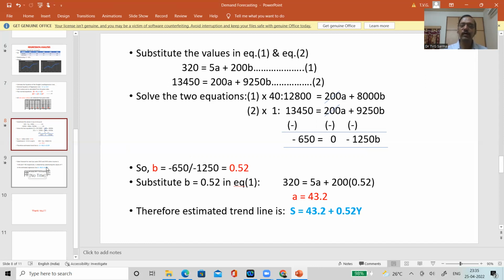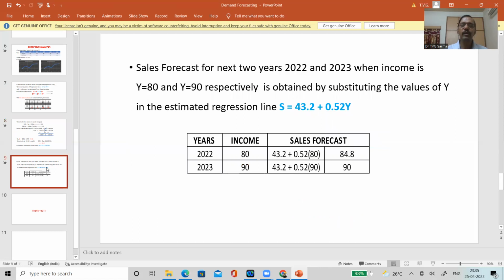Now, in order to get the forecast values of sales, if income increases in the coming years, what do I do? The sales forecast for the next 2 years, that is 2022 and 2023, when income increases to 80,000 or 90,000 respectively, is obtained by substituting the values of Y in the regression equation, that is S is equal to 43.2 plus 0.52Y. So directly substituting, let us say for 2022, income is given as 80.